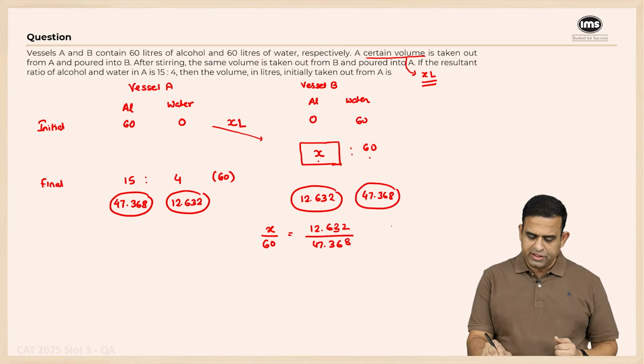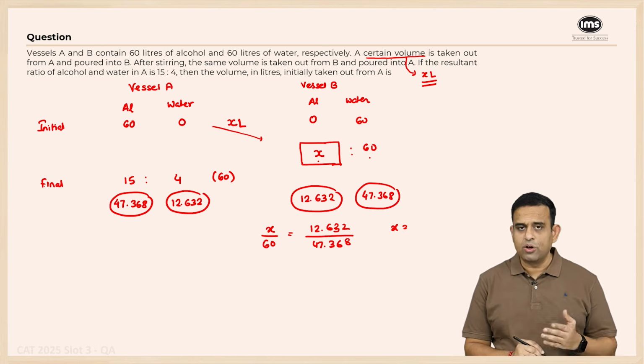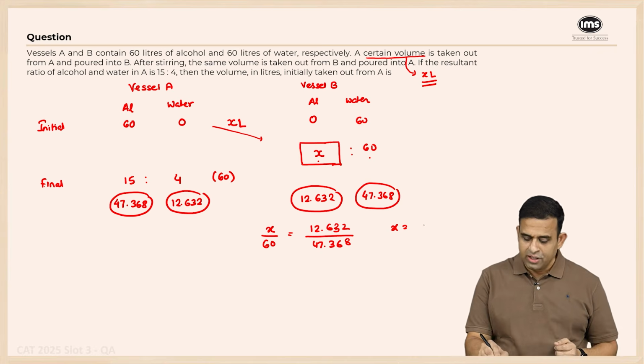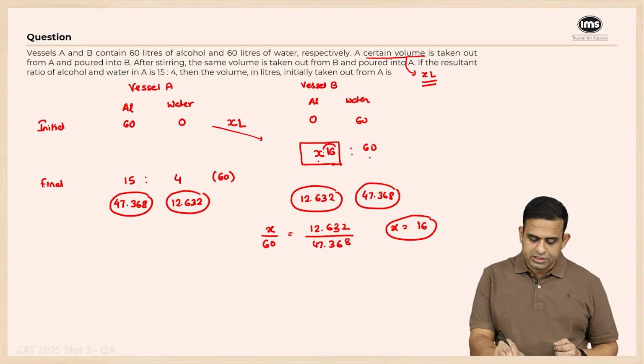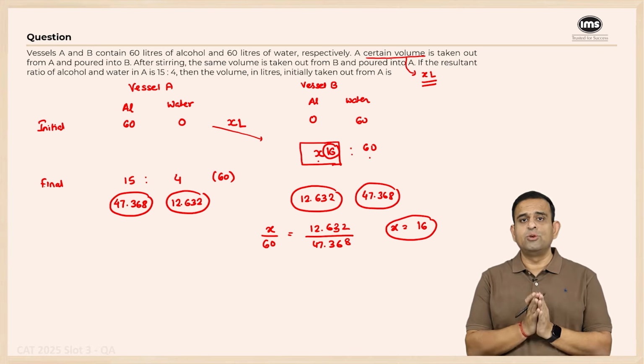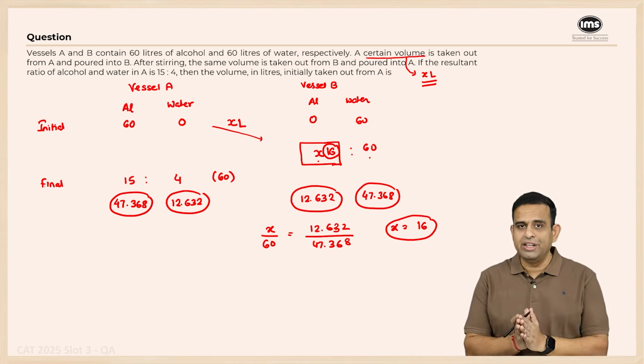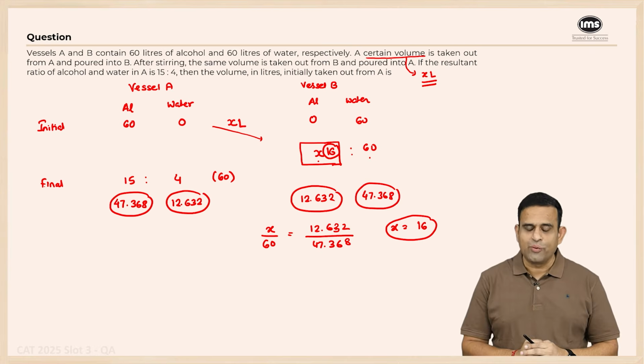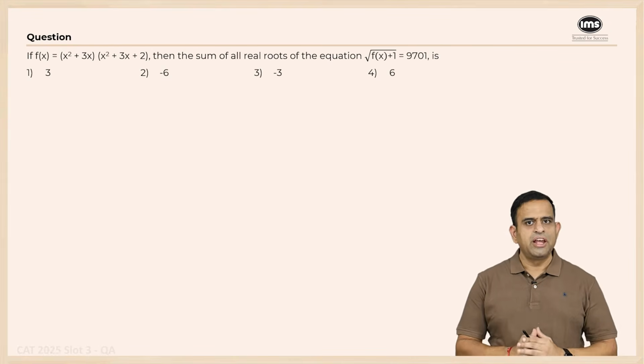And if I simplify this, if I take the help of calculator on cross multiplication, you will find out that the required value of x comes out to be 16. And if this part was 16, it simply means that 16 liters was transferred from vessel A to vessel B initially, and that indeed was my question. The next sum happens to be on functions, and it goes like this.